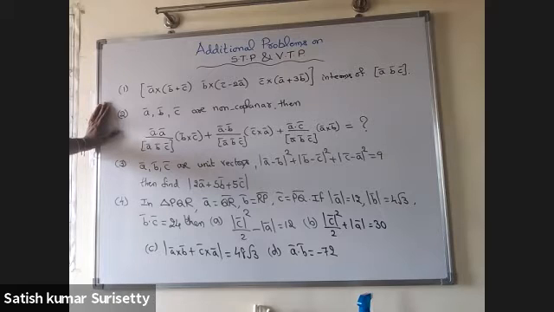Third, a bar, b bar, c bar are unit vectors and modulus of a bar minus b bar whole square plus modulus of b bar minus c bar whole square plus modulus of c bar minus a bar whole square equal to 9. Then find the value of modulus of 2a bar plus 5b bar plus 5c bar.